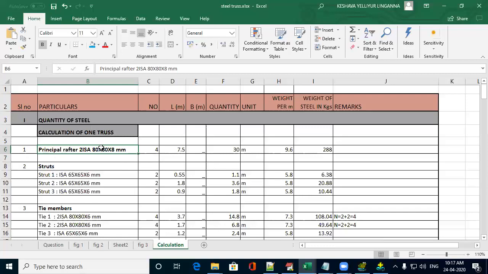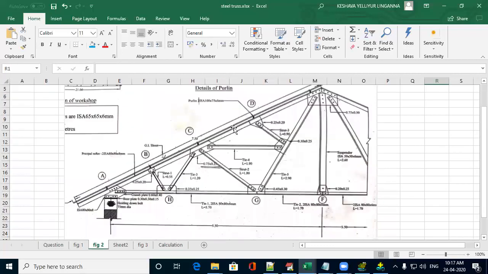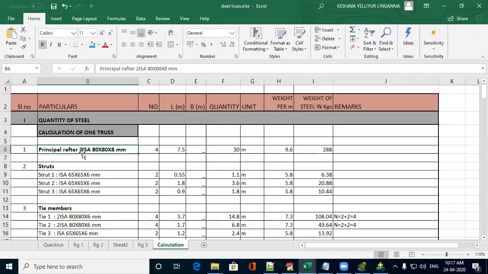First I'll start with the principal rafter. In the diagram it is given. This is a principal rafter, and here you can see the principal rafter is of 2 ISA 80 by 80 by 8 mm. So I have written the same thing, 2 ISA 80 by 80 by 8 mm. It is of 4 number.